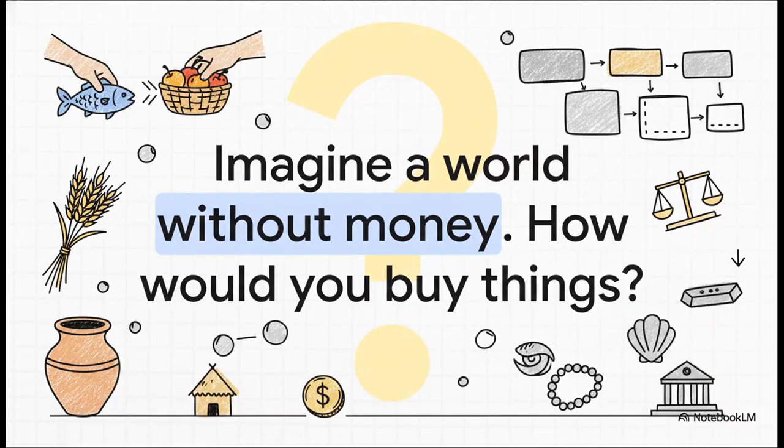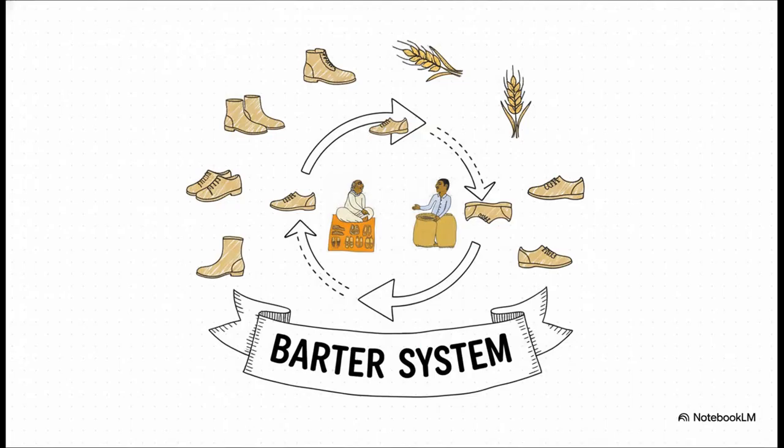Just imagine for a moment a world with no money at all. How would people buy and sell things? How would you get what you need? Well, people used a system called barter. But look at this situation. A shoemaker wants wheat, but to get it, he has to find a farmer who not only has wheat to sell, but also wants to buy shoes at that exact same time. It's quite complicated, isn't it?